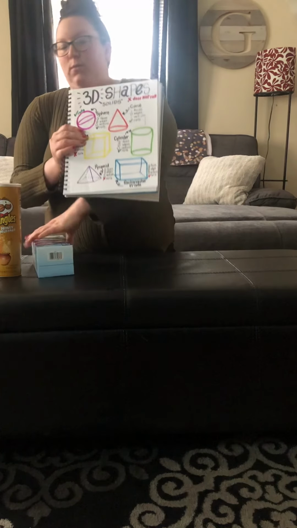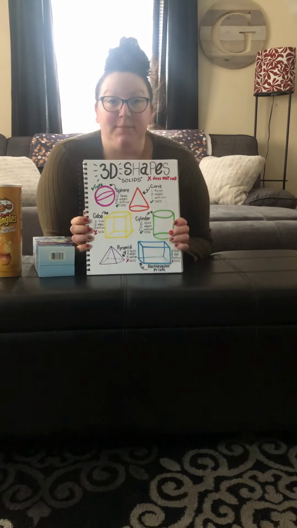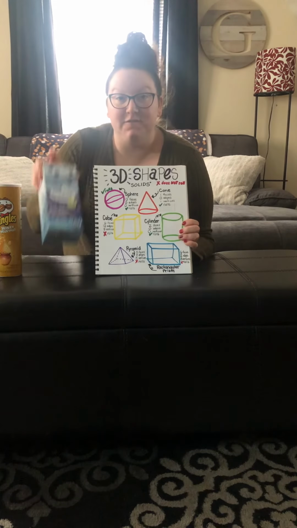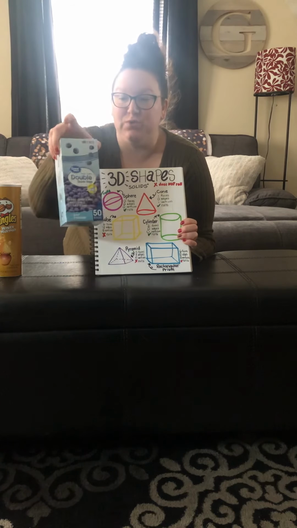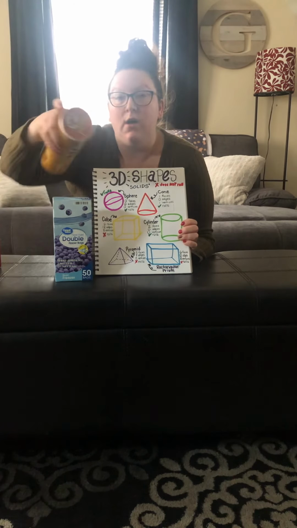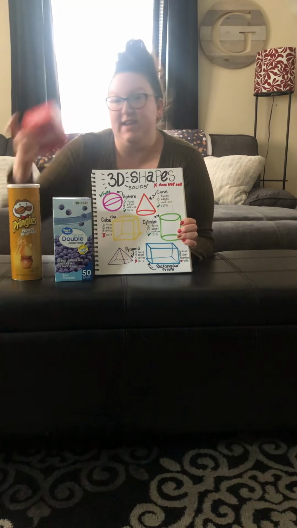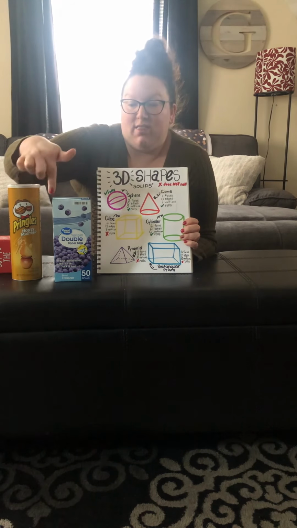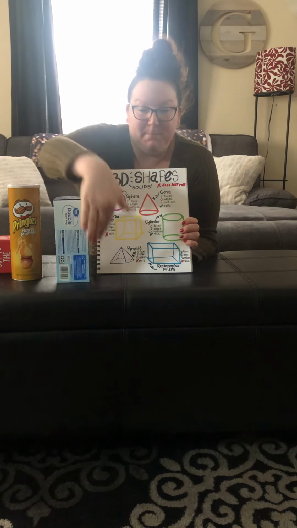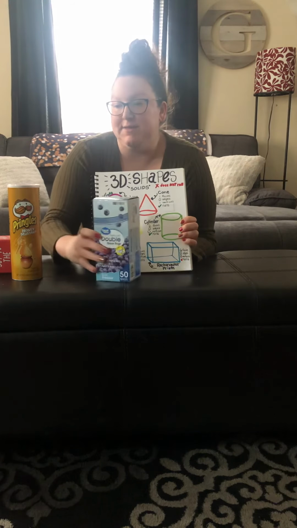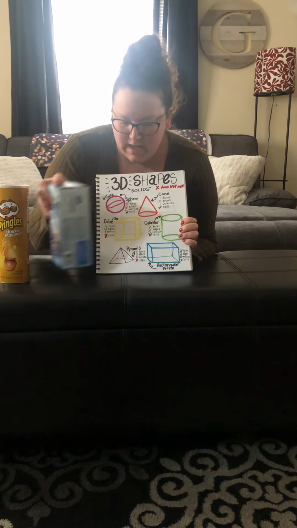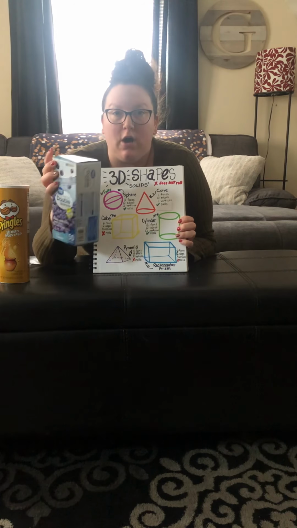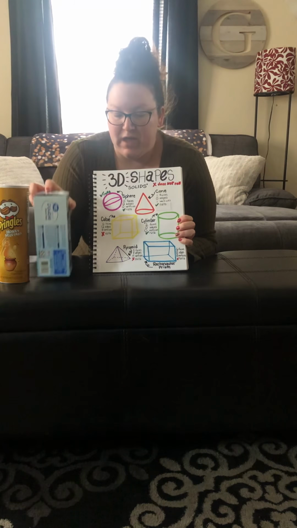So that is how we would be describing our 3D shapes or talking about their attributes. 3D shapes have faces, flat surfaces that are made from a 2D shape like this rectangle, this circle, this square. We have edges or the lines that help to build the shape. This one doesn't have any. And we have vertices or the corners where all the edges meet.